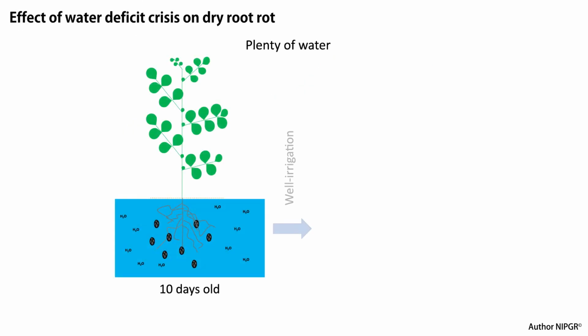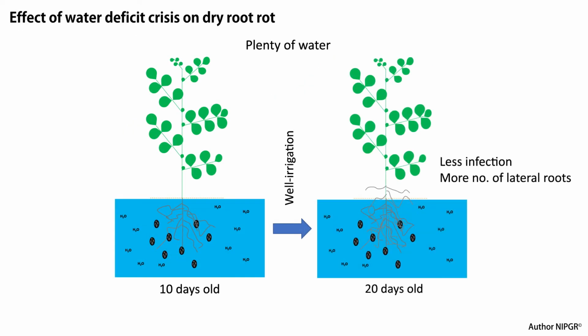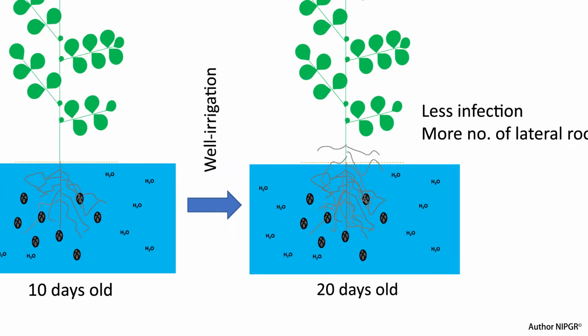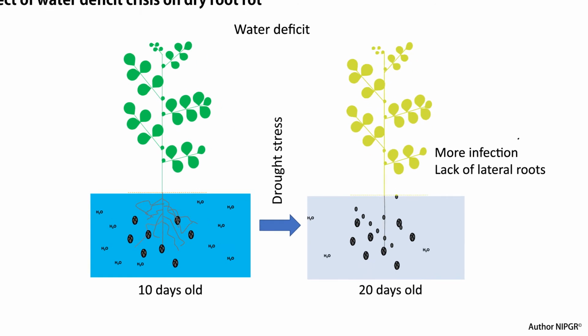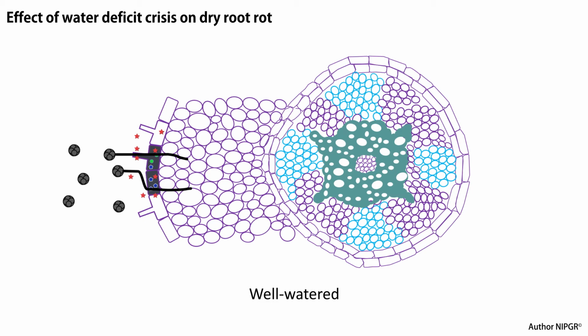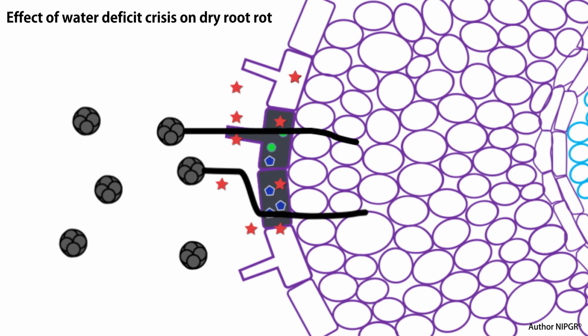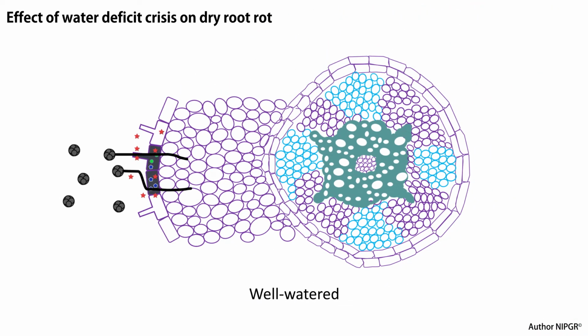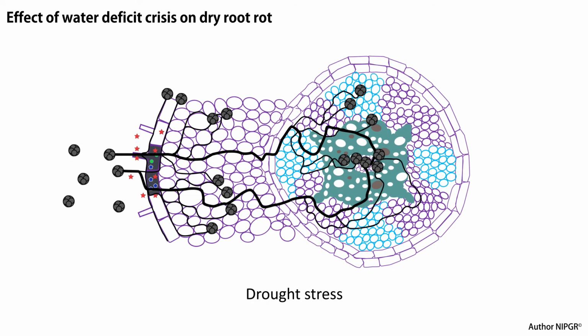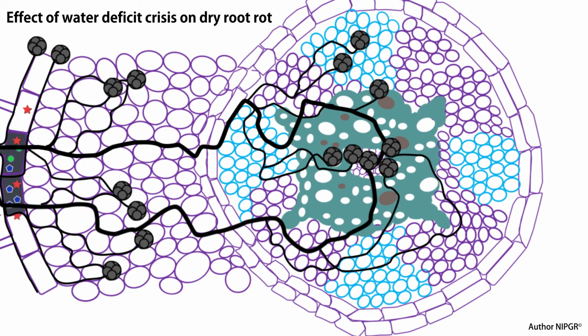In the display shown, plants growing under sufficient amount of water in the presence of fungus have less infection and healthy lateral roots. Plants growing under water deficit condition have more infection and lack lateral roots. When the plant is growing under well-watered condition, the infection does not colonize beyond the cortex region. Also, lateral root number increases under well-watered condition. However, when the plant is under drought stress, the colonization extends from cortex to vascular region, where it destroys the xylem and pith and kills the plant.